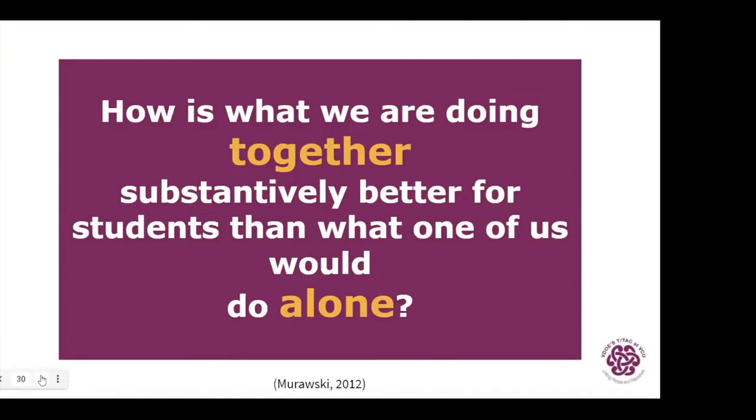The essential question of co-teaching is, how is what we are doing together substantively better for students than what one of us would do alone? So this question puts into perspective why we co-teach. The premise of co-teaching rests on the shared expertise that the special educator and the general educator collaboration brings into the instruction, not just having two adults in the classroom. And if we're not co-planning, we tend to teach without any differentiation strategies, and we resort to that one teach, one assist paradigm that Chris was talking about earlier.